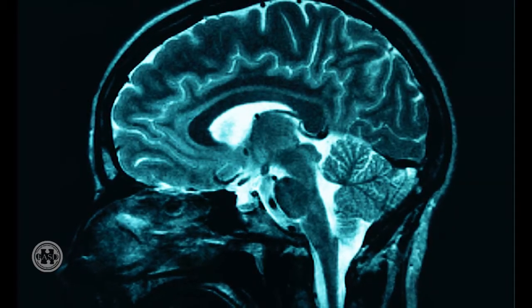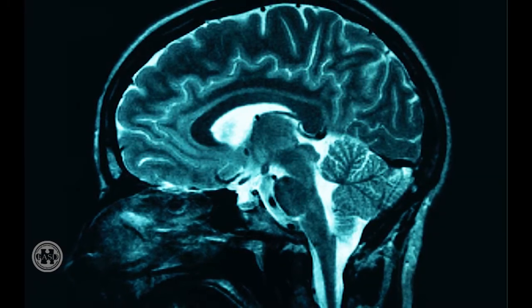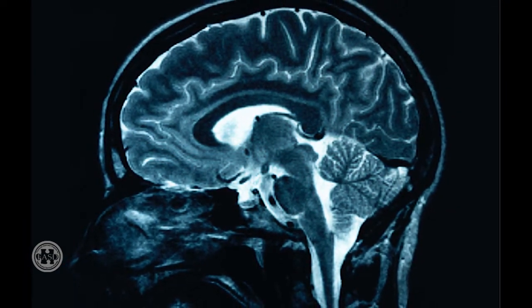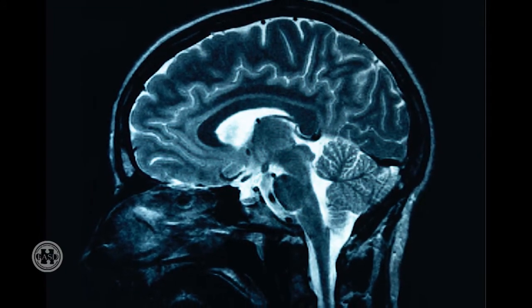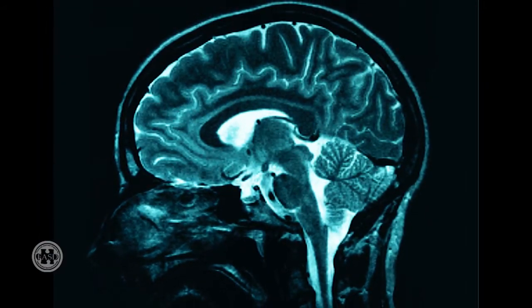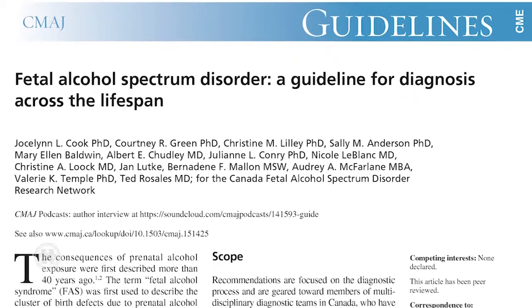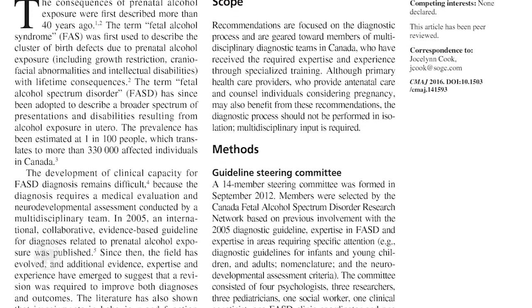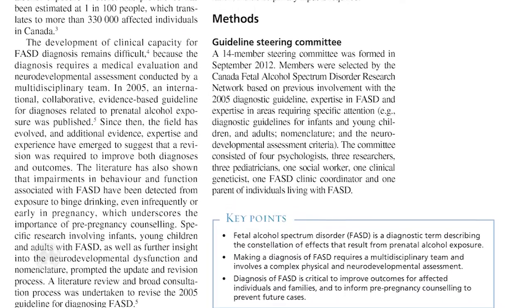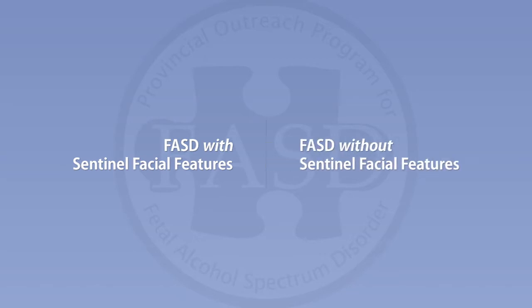For educators, it is critical to understand that prenatal alcohol exposure may cause a differently structured brain, and that in most cases no physical or facial characteristics are visible. According to the updated Canadian FASD diagnostic guidelines published in early 2016, there are two medical diagnoses of FASD: FASD with sentinel facial features and FASD without sentinel facial features.